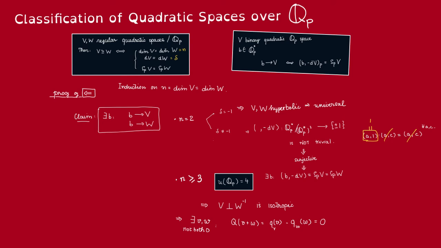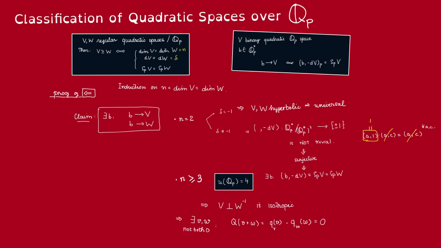Now, what if V and W are of dimension greater than or equal to 3? Then here we want to use the following fact, which we'll prove later, which is that the u-invariant of Q_p is 4. What does that mean? That means the maximum dimension of an anisotropic quadratic space over Q_p is 4. In particular, any regular space over Q_p of dimension greater than 4 must be isotropic. In particular, this orthogonal sum of V with the scaled space of W must be isotropic. So there must be some non-zero vector of this that represents 0.